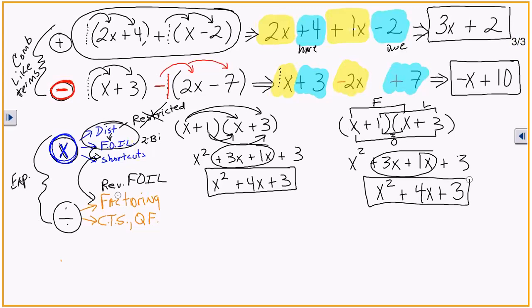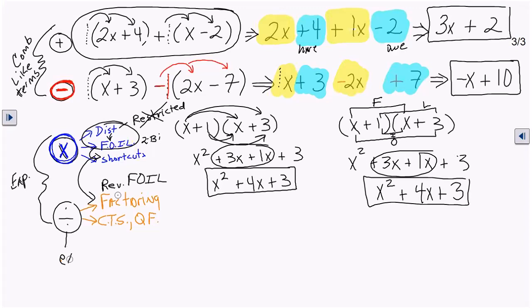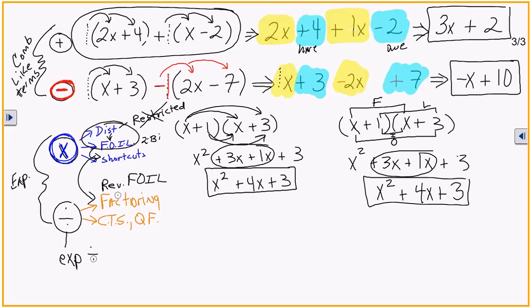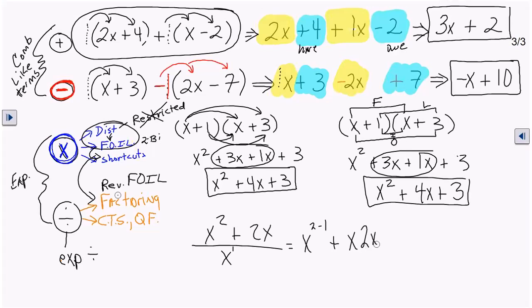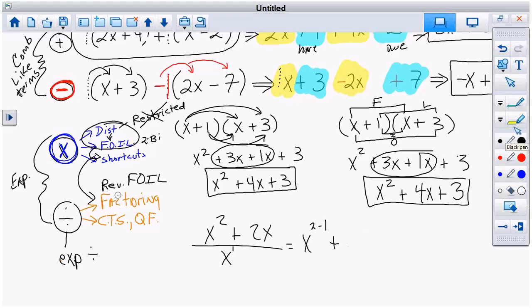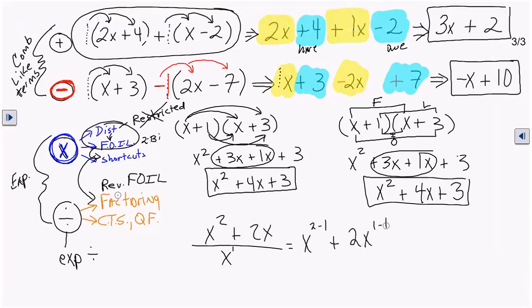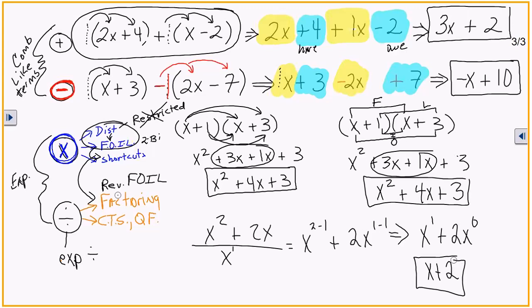And factoring, reverse FOIL, we're not going to get into that. But dividing, the only dividing I'll get into, because this is for later, is basically exponential dividing, is what I call it. And that is x squared plus 2x over x. And of course, that's an x to the first. So x to the 2 minus 1 plus 2x to the 1 minus 1, and that gives us x to the first plus 2x to the 0, which is x plus 2.